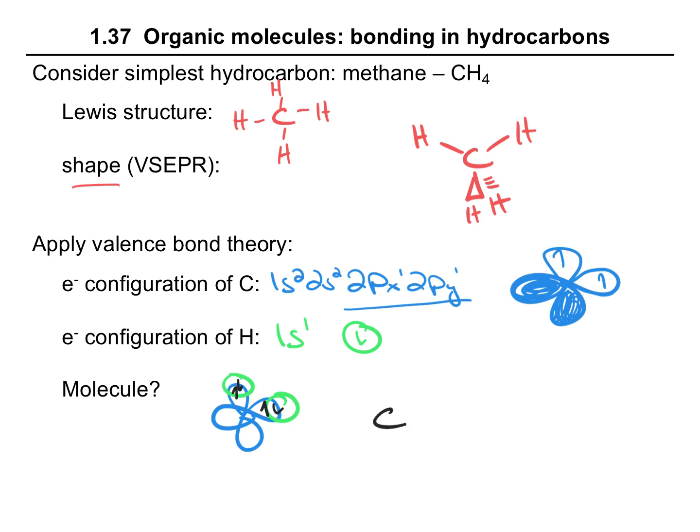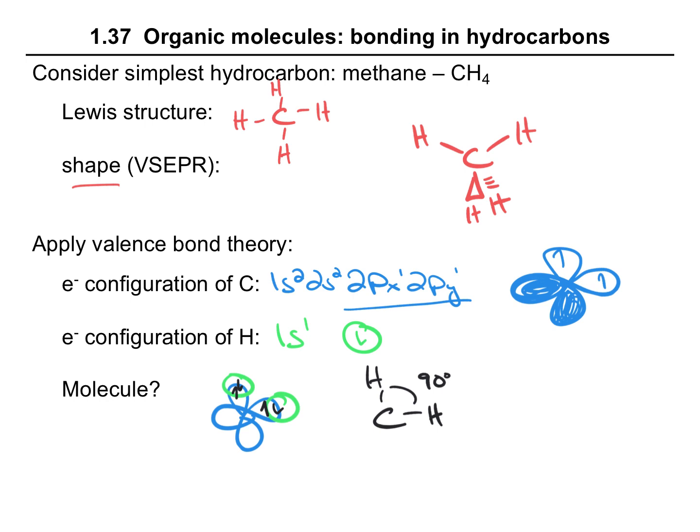So this says that our molecule would be CH2 and it would have a bond angle of 90 degrees. So that's a problem, because this, which is predicted from valence bond theory, is not the same as this, which is what we predict from VSEPR. So there's a problem with one of these theories. Experiment shows that methane has a tetrahedral arrangement. So the problem then is with valence bond theory.